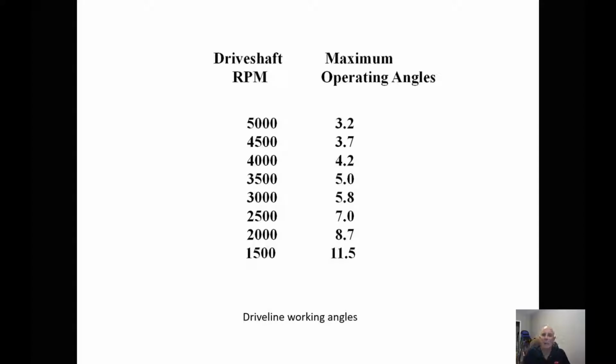One of the things with the length is the higher the RPM, the less operating angle we want. So for instance, if we take a look at a drive shaft RPM of 5,000, the maximum operating angle that we want is 3.2 degrees. Well, we'll go with 3 degrees. But as we slow the RPM down, we can increase the angle of the driveline without getting any vibration.